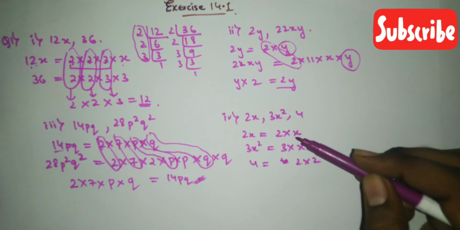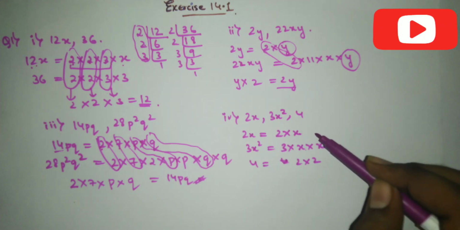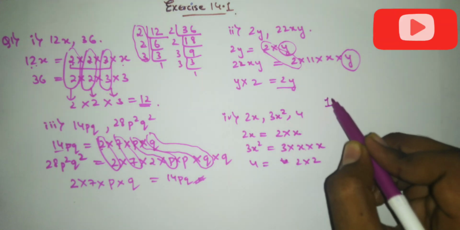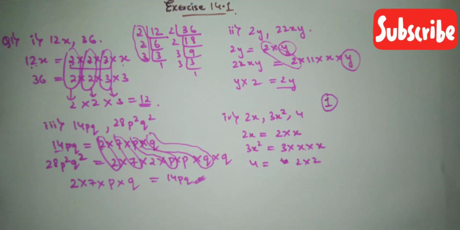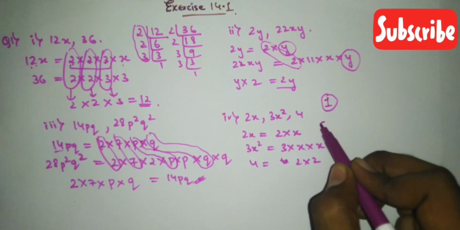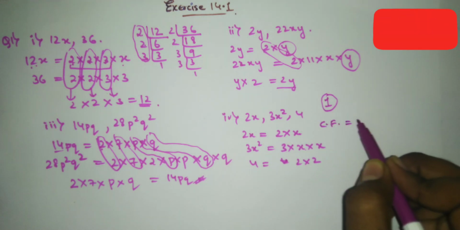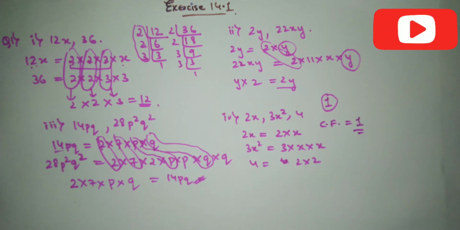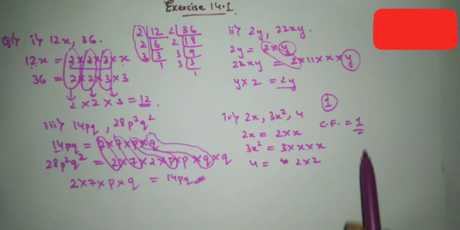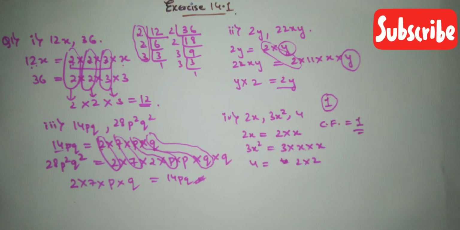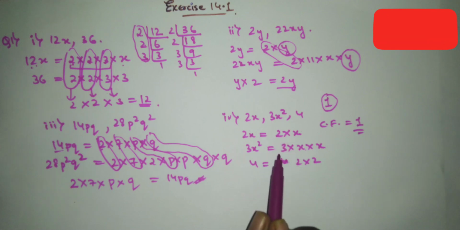In this condition you have to remember that the common factor for all the terms, whichever terms you take, can be written as CF, the common factor, equal to 1. In such cases you can write 1, because 1 is a factor of every number, in cases where you are unable to find any other common factors.